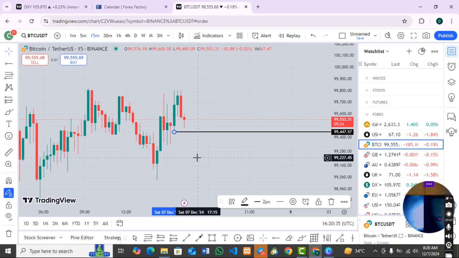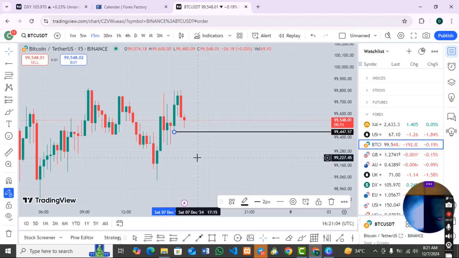Always look at your left and right, whether you find there is a mini support area. When I say a mini support area or a mini resistance area, whether there is a small resistance area or a small support area, never sell from a support area and never buy from a resistance area unless that particular level has been broken by price, broken and retested.